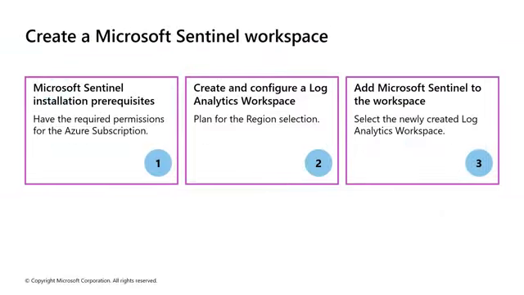All right, so to get started with Microsoft Sentinel, there are 3 key steps to follow. First, we need to make sure you have the right permissions in your Azure subscription. That's a must before you do anything else. Next, you're going to create and configure a log analytics workspace and be thoughtful about the region you choose, since this can affect data residency and performance. Finally, once your workspace is ready, you can add Microsoft Sentinel to it and start connecting data sources.